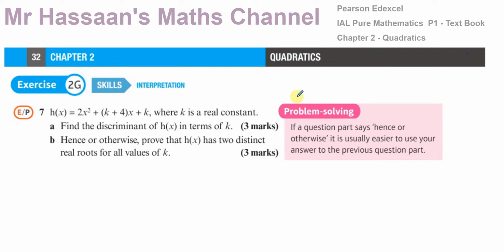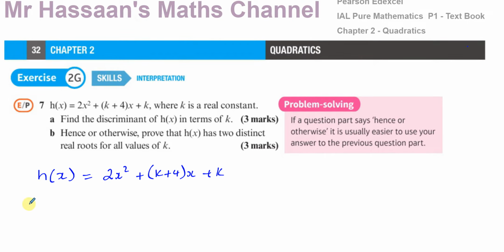I'm answering a question now from the Pure Mathematics P1 International A-Level Edexcel textbook, from chapter 2 on quadratics. This is exercise 2G, question number 7. One of the students has requested me to answer this question, so I'm going to do so. It tells us about function h of x, which is equal to 2x squared plus (k plus 4) times x plus k, and k is a real constant. It says find the discriminant of h of x in terms of k.